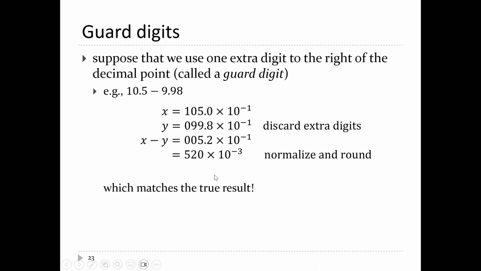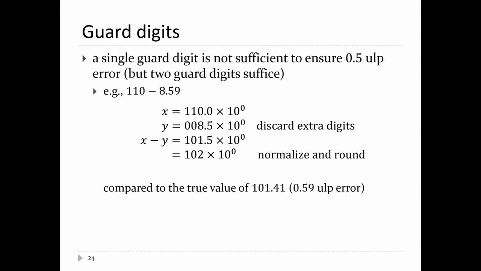So that's good. I now have the exact answer. I'm better than 1/2 an ulp error. I have the exact answer. So it turns out that one extra digit is not sufficient.